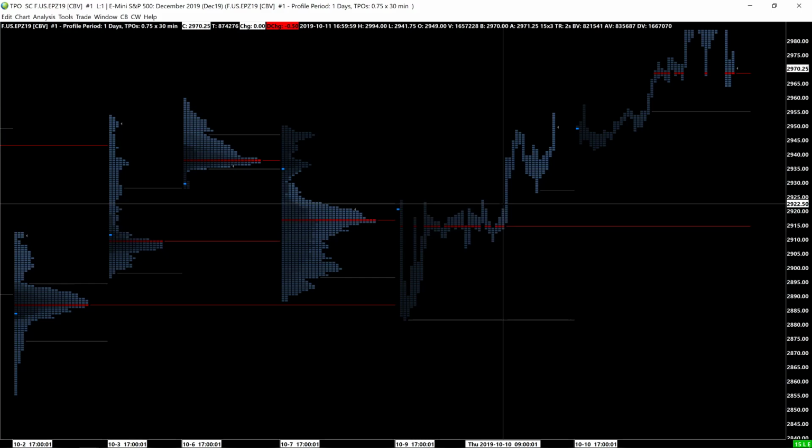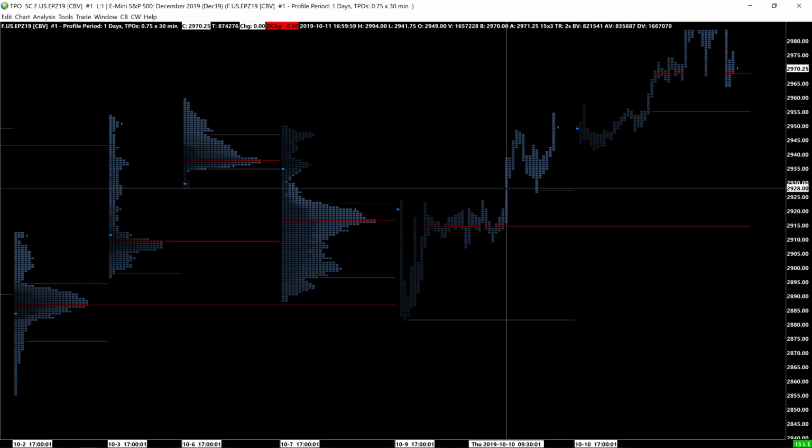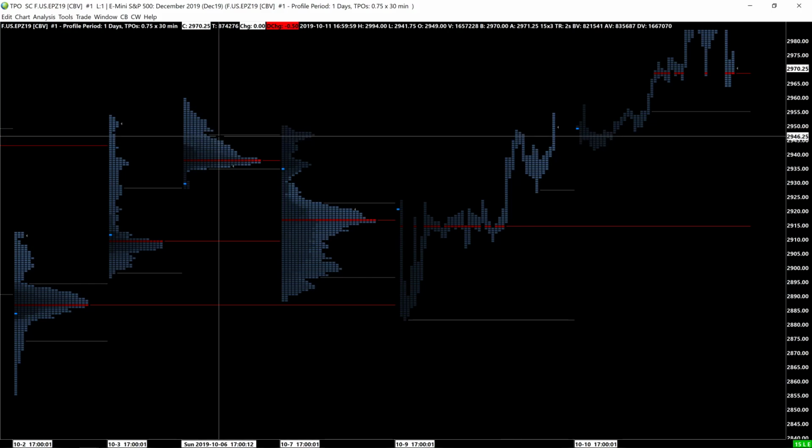We come up, we accept, we break through, and as soon as we're accepted above this value distribution, you're looking for a previous value distribution to go into, which is what we ended up doing. So we pushed up, came down, and ended up accepting into this value area right here.